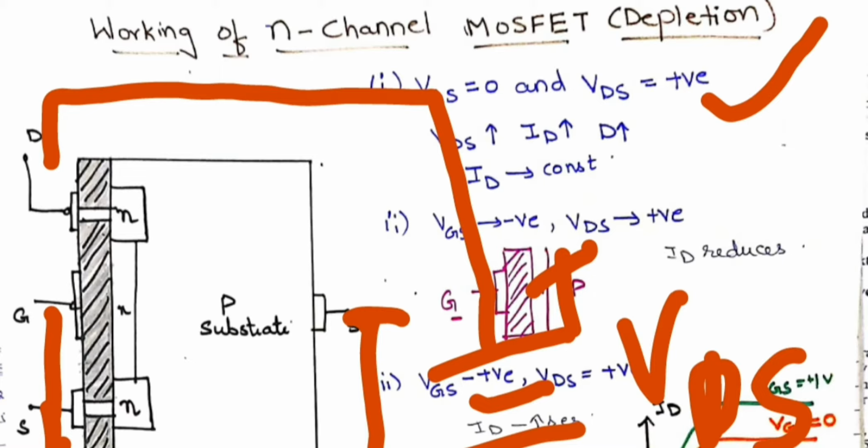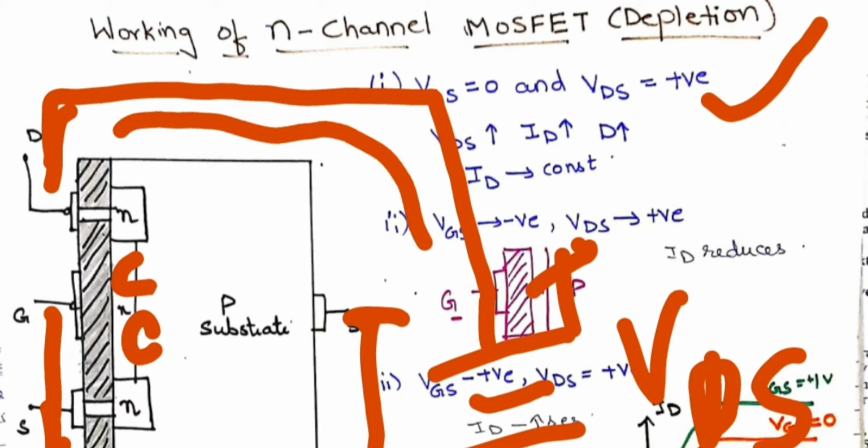Now what happens with this connection? Well, let us see. In the channel, electrons are the charge carriers, which get attracted towards the positive terminal of VDS, and electrons will move in this direction. The conventional current will be opposite to it. Therefore there is a current flowing like this. This current is called the drain current.